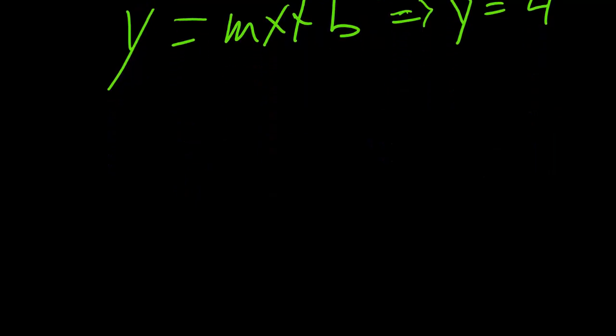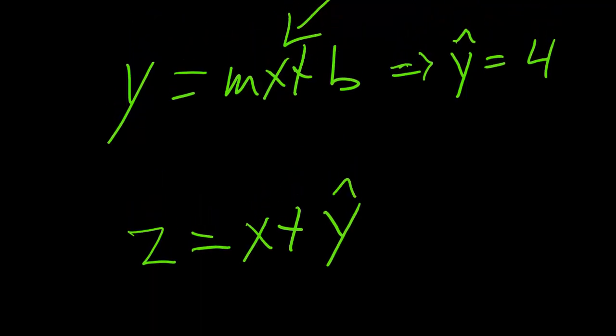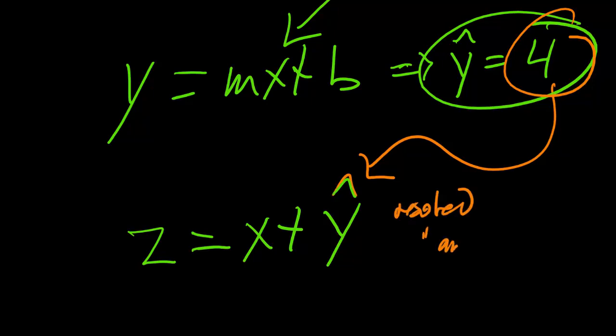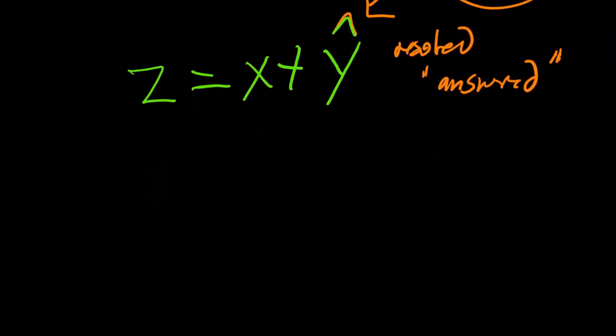And so you might have a secondary equation where z is equal to x plus y hat. Well, what you would do with the secondary equation, since y is 4, is take the 4 and plug it in here. It's important to know that when I say y hat, I mean resolved or answered. You'll see that from time to time.